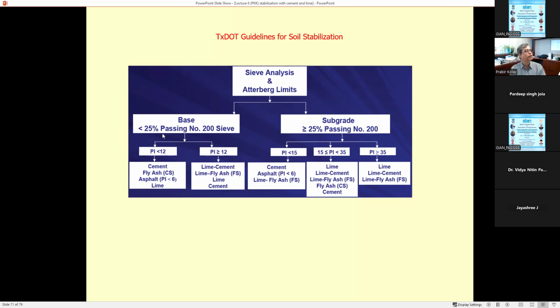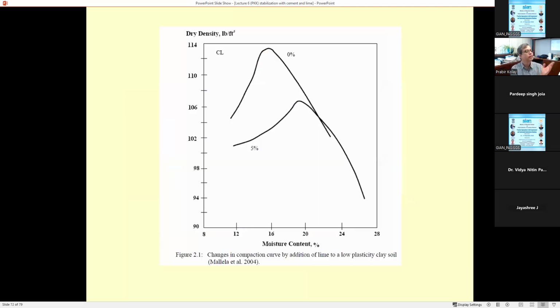Less than 25% passing the 200 sieve and plasticity index is a similar type of chart to what you have seen. So if it is less than this, you can use cement, fly ash, asphalt, or lime. Cement, lime, fly ash, or combinations. These are the different guidelines. Again, I'm telling you, you need to do the actual test and then find out how much is the optimum quantity. Okay, so these are the different guidelines.